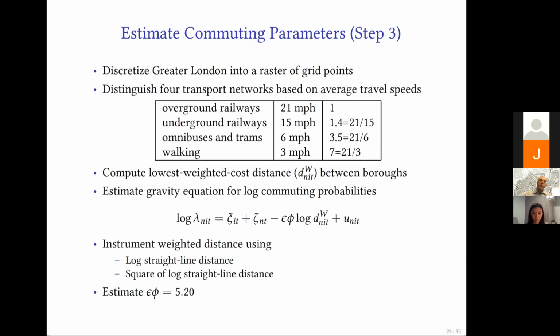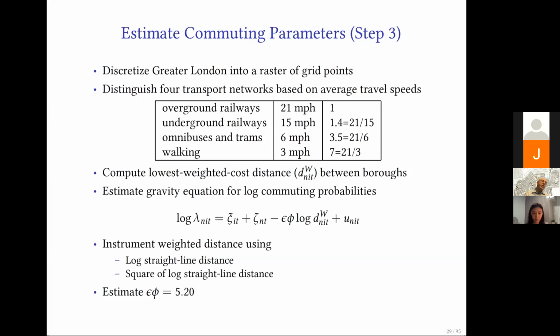On top of all those millions of points, we're going to overlay maps of the transport network that show us where the railway lines were: the overground railway lines, the underground railway lines, omnibuses and trams. If a point is on top of a railway line, we're going to say that the cost of traveling over that point is going to be proportional to the speed at which you can travel by railway.